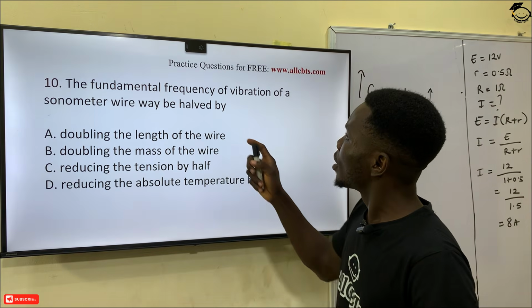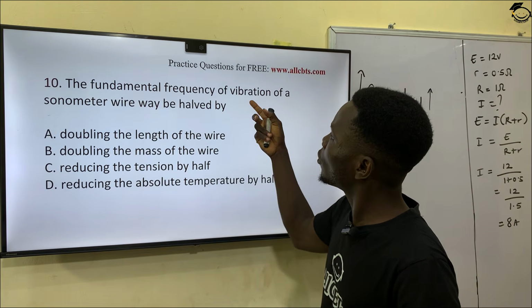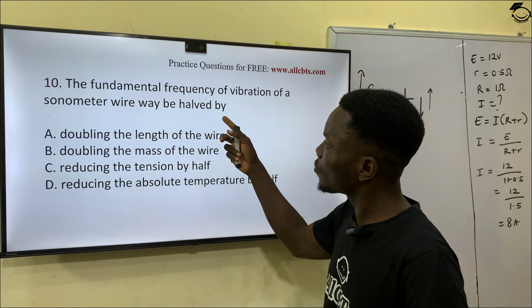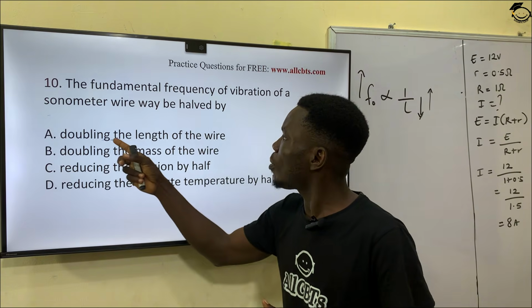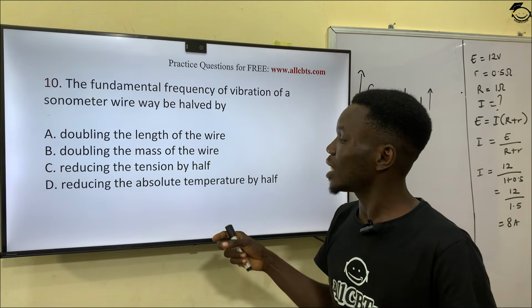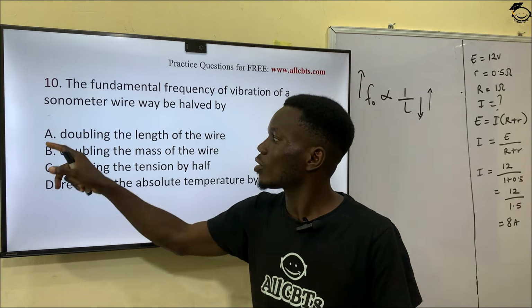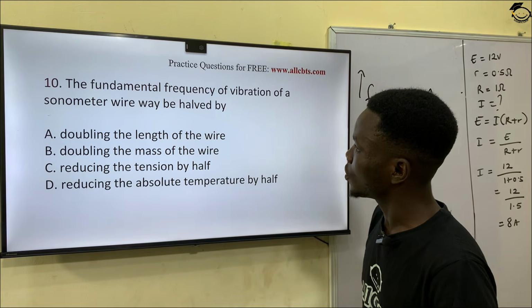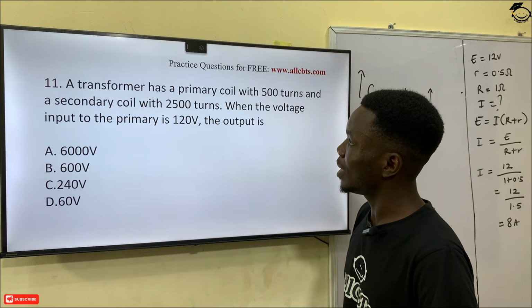So if the frequency of vibration of the sonometer wire is to be halved, then there will be what? A doubling of the length of the wire. So the correct answer is option A. The length of the wire will have to what? Double once you have the fundamental frequency. So that is also question number 11.